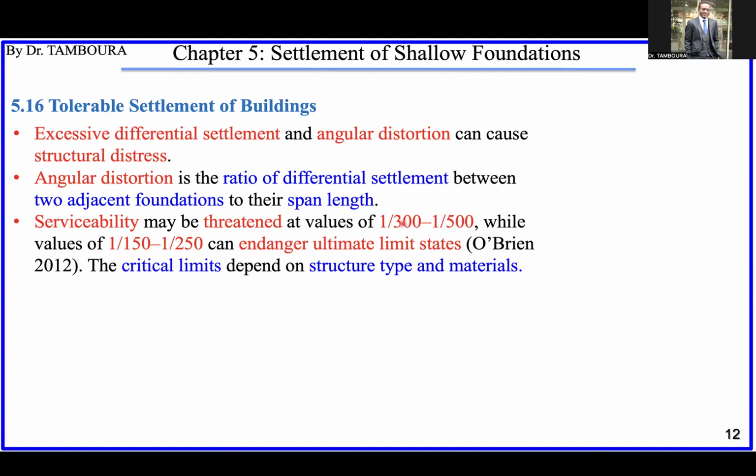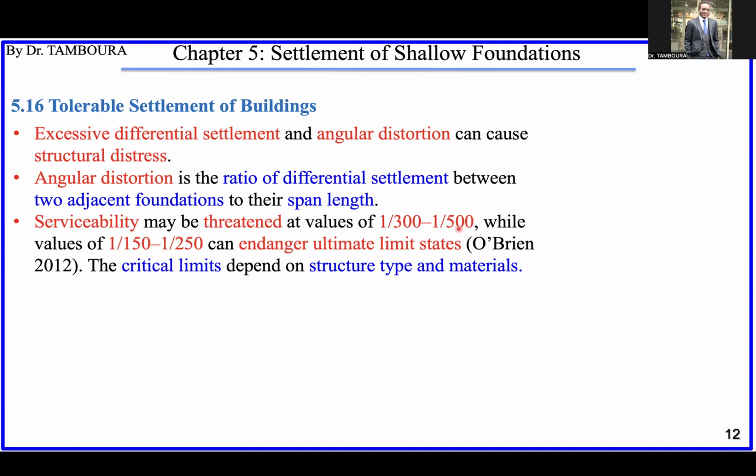Once again, I will define this. If you see 1 here, 300 here, it means the difference between the settlement of the two footings is 1, but the distance between these two footings is like 300. About that, this is just a ratio. It doesn't mean it has to be exactly this, but supposing that the differential settlement between the two adjacent footings is 0.05. Okay, so you have to check if the distance between the two footings can satisfy this.